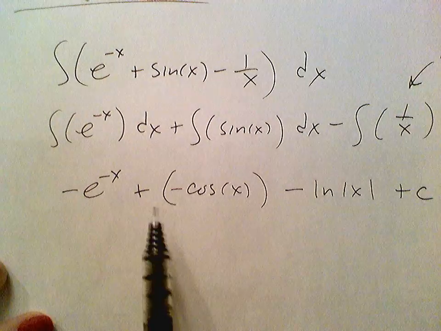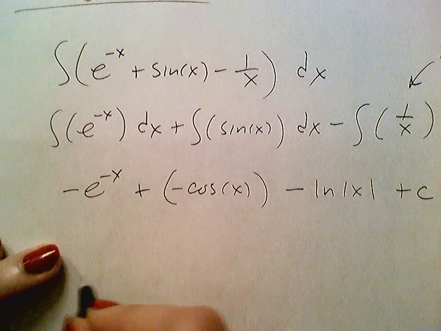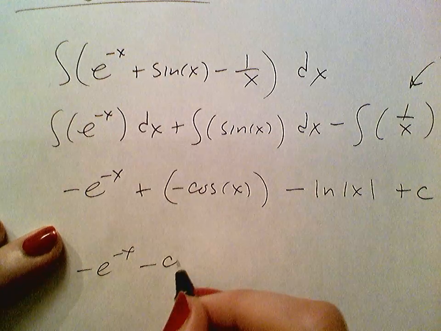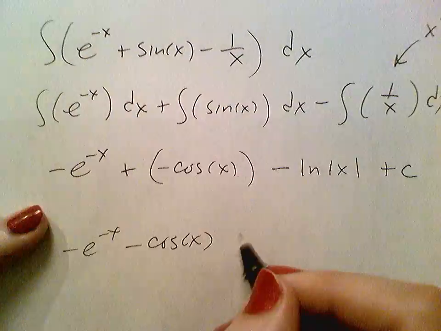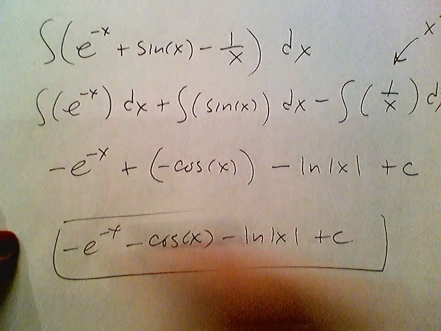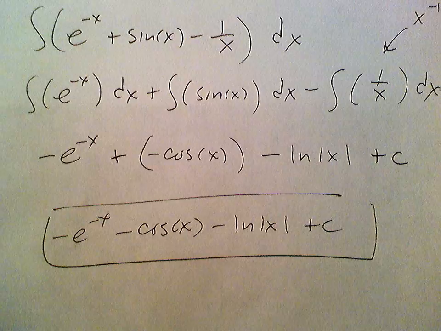I'm going to clean this up just a little. So we will get negative e to the negative x minus cosine of x minus natural log of the absolute value of x plus c. Okay, guys, so there is that.